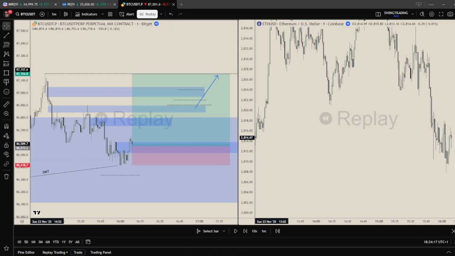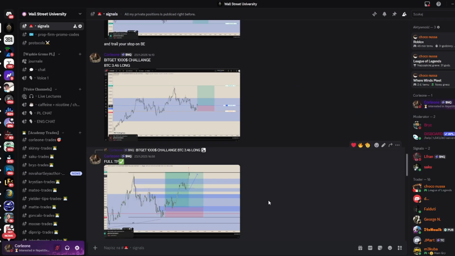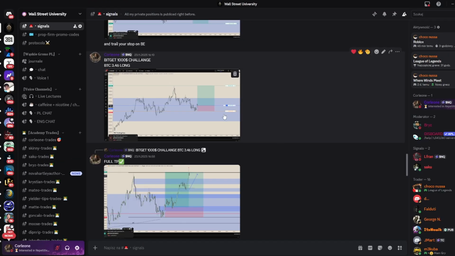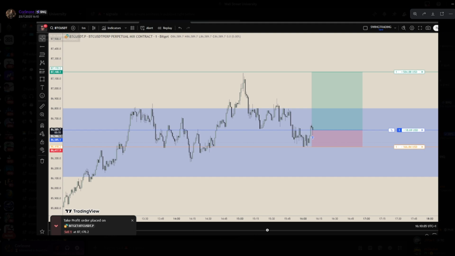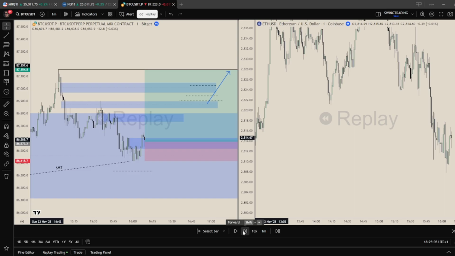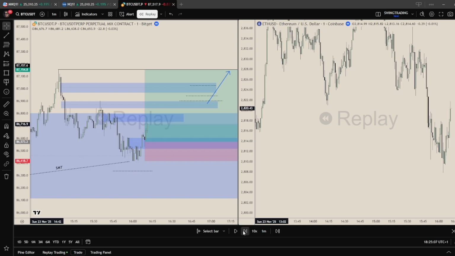I posted about this trade, as you can see here. So now let's see what price is doing. We have a good reaction from the POI.